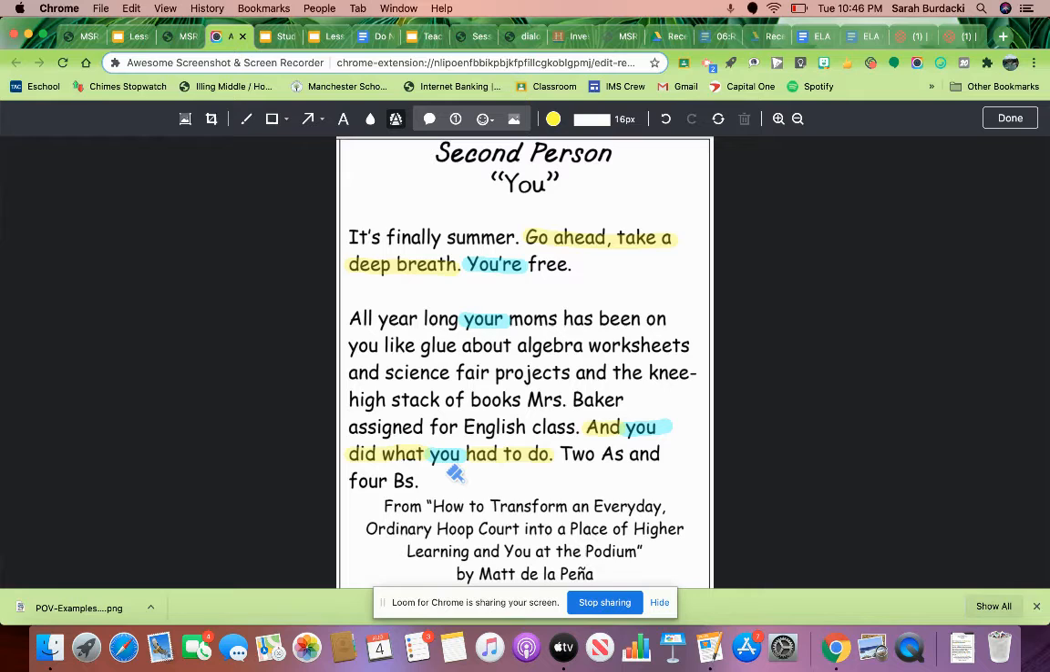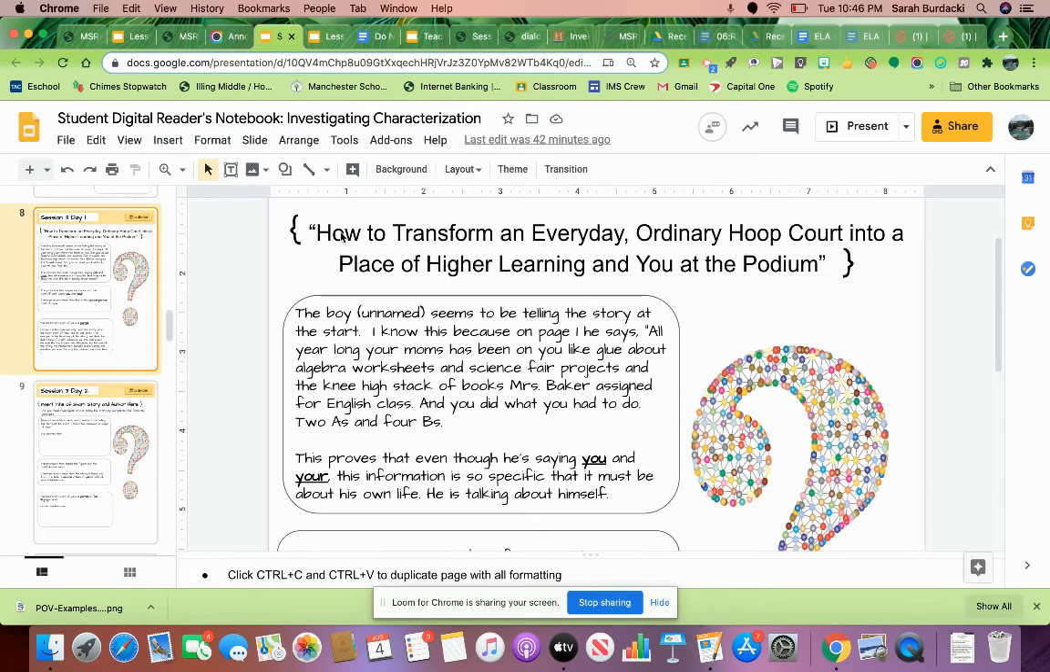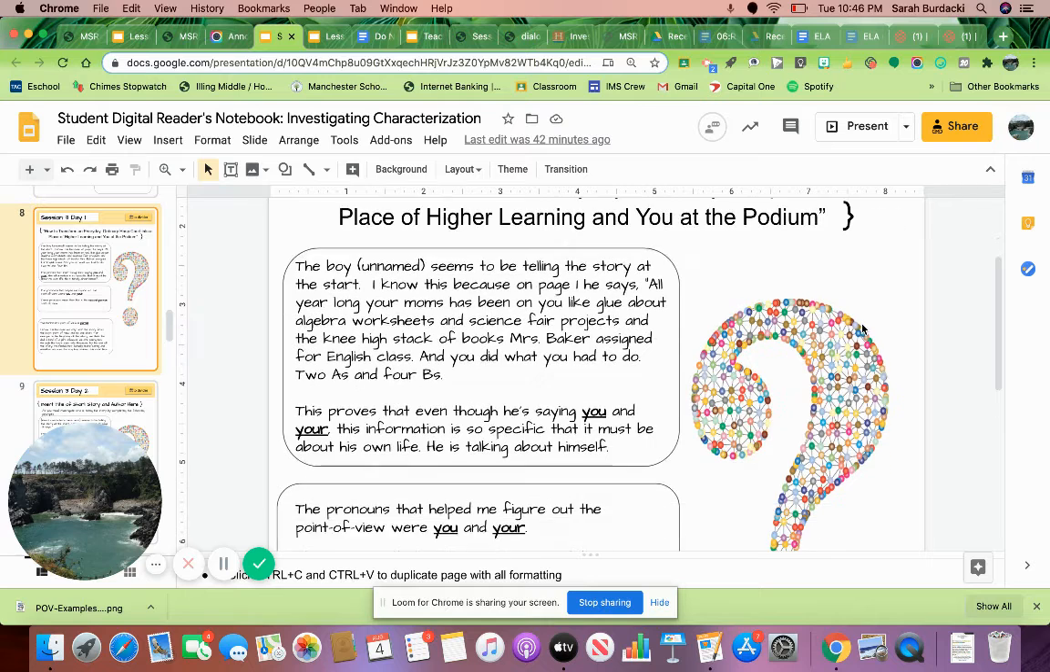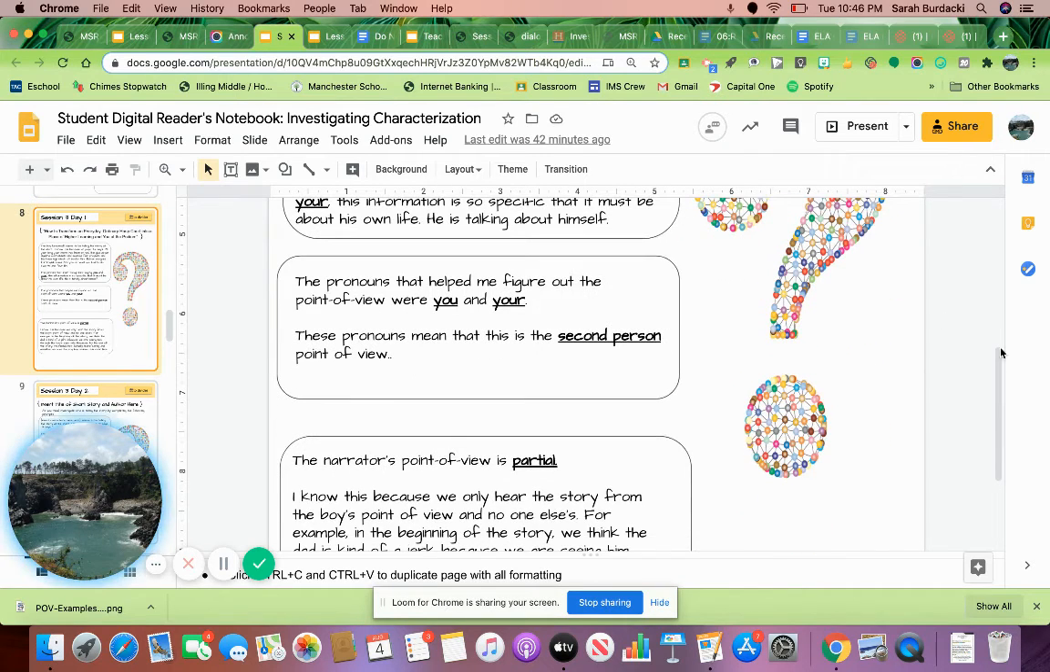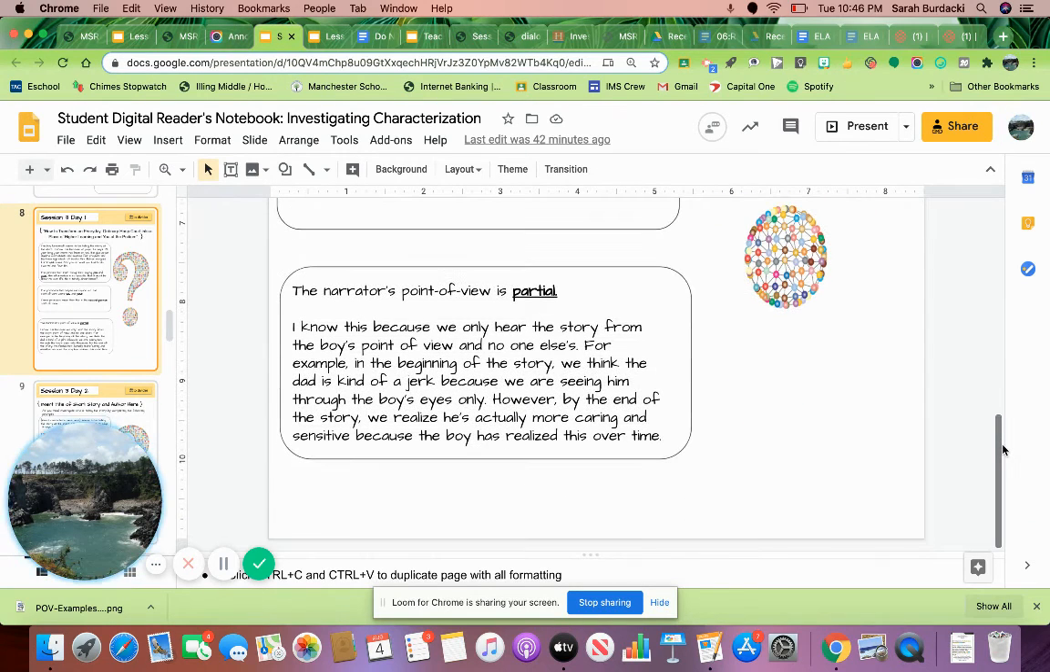Okay, the third question I said is the trickiest one. How full or partial is the narrator's point of view? So for this question, I'm going to show you what I did in the written note catcher that you guys have access to. Okay, here it is. So this is on slide 8. And the third question asks me how full or partial is the point of view. I said that it was partial.